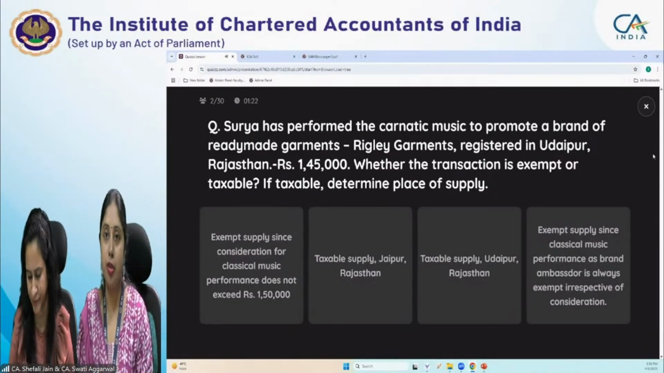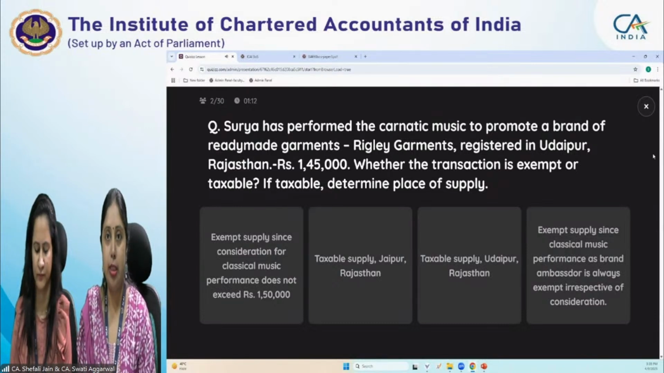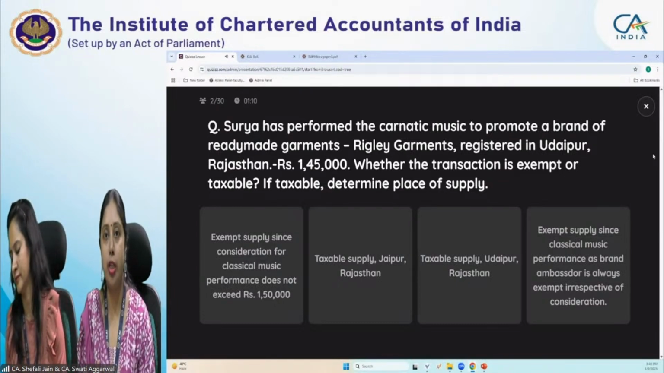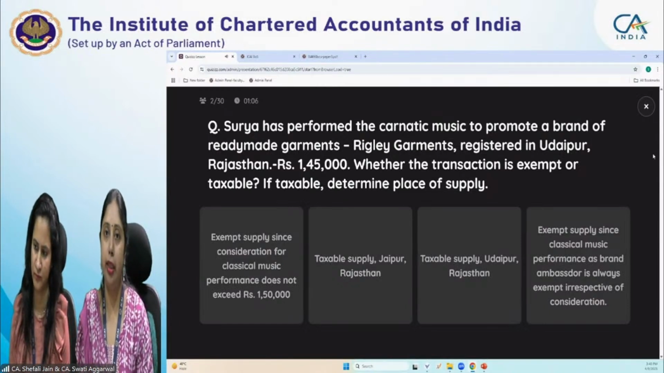So two reasons we have given for exempt. Mark the words Carnatic music performance, promotion of brand, consideration of 1,45,000. That will help you. Whether it is an exempt supply, we have two reasons for exempt supply also. And if it is taxable, then what will be the place of supply? That also you need to mention.